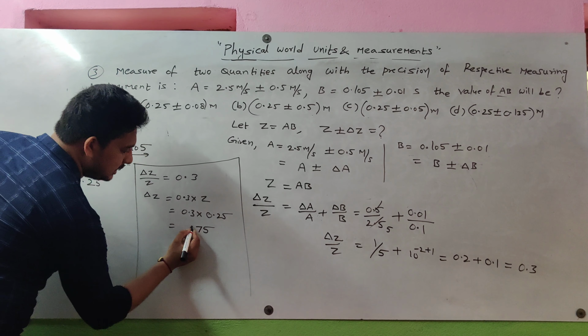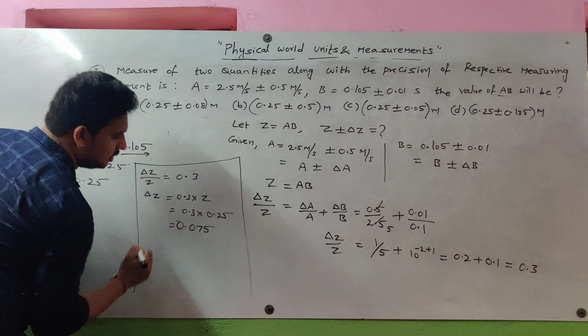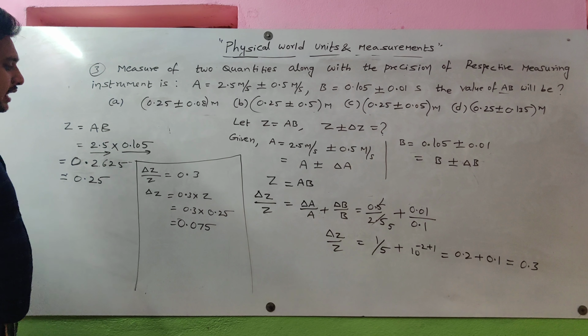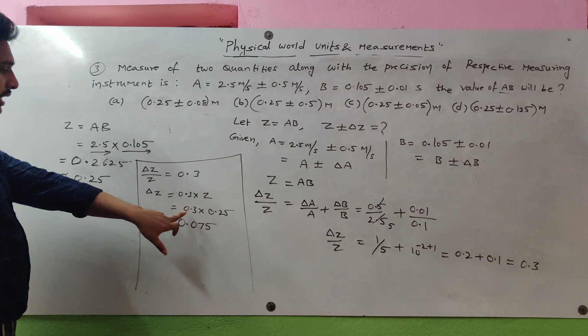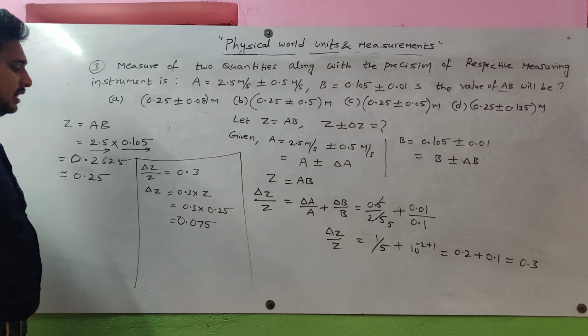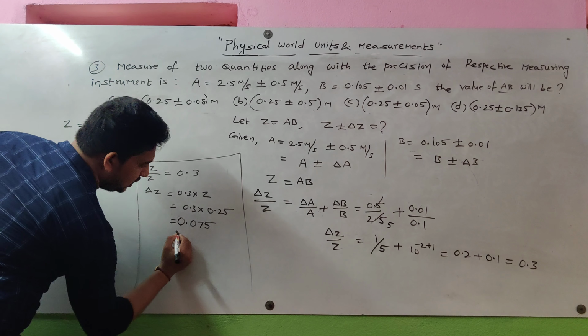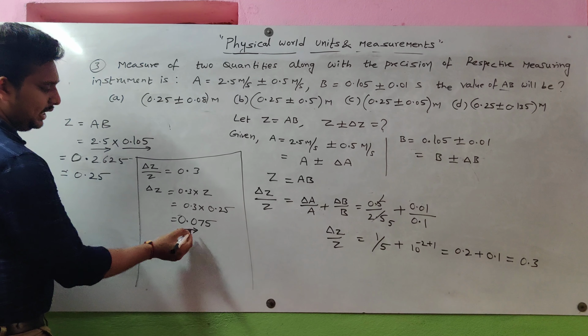3 digits are there. That means 0.0, so 0.075. Here we are rounding a decimal. Here 2 digits are there, here 3 digits are there. We consider only 2 digits, that means after the decimal 2 digits. That means rounding up to here.